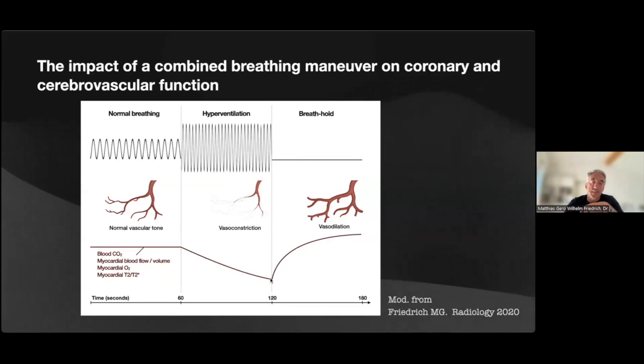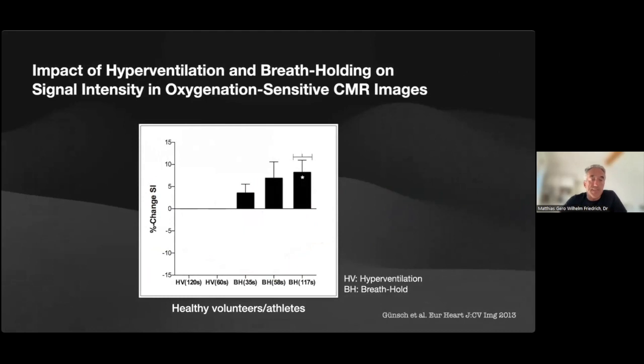So from the beginning of the breath hold to about 30 seconds, you see the entire vascular capacity going from vasoconstriction to vasodilation. We have used this in athletes, and you could see that even a breath hold of 2 minutes still comes with a net increase of oxygenation. And by the way, the same happens in the brain, because CO2 is a vasodilator in the heart and the brain.